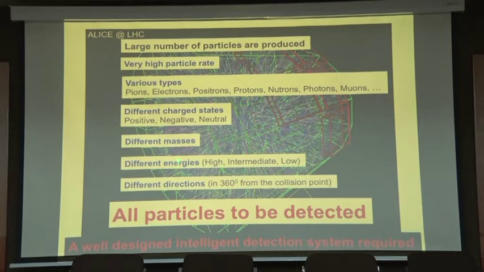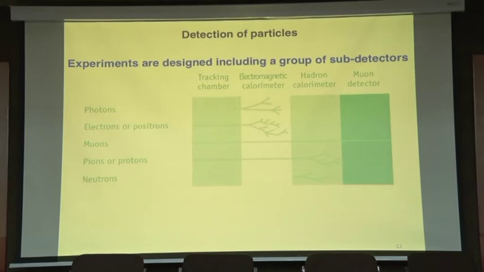Let us say I want to measure photons within this energy range, then I will build some detector. Somebody will come and say, I want to measure muons, so he will use another technique to build another detector, and things like that happen. So now experiments are designed including a group of sub-detectors. One detector cannot do it, so you need a lot of detectors.